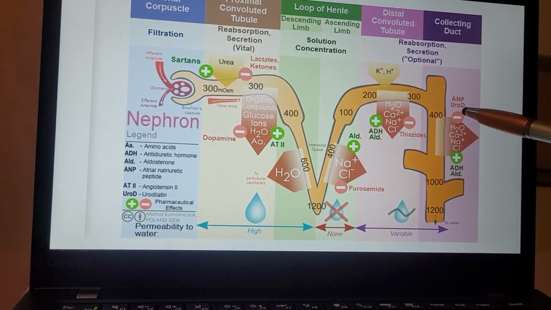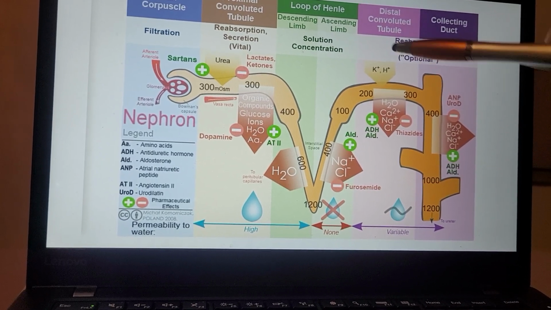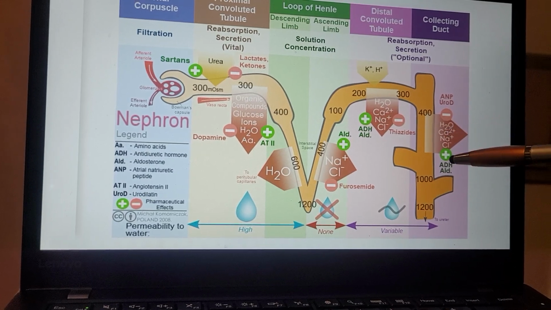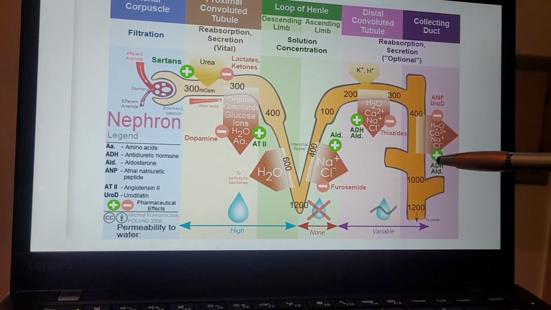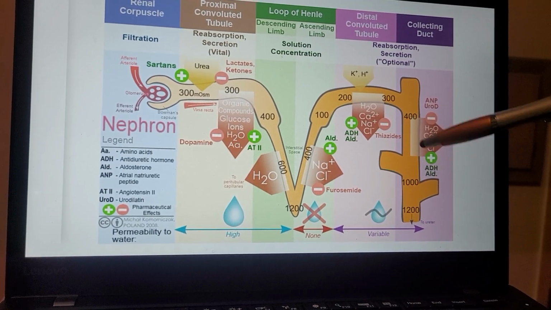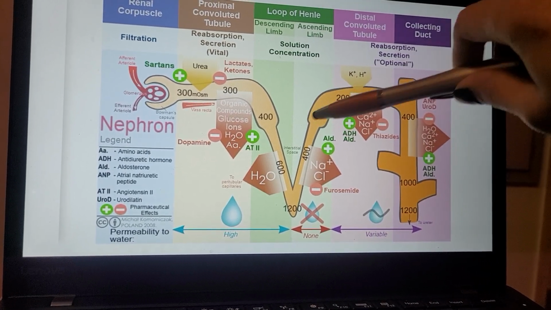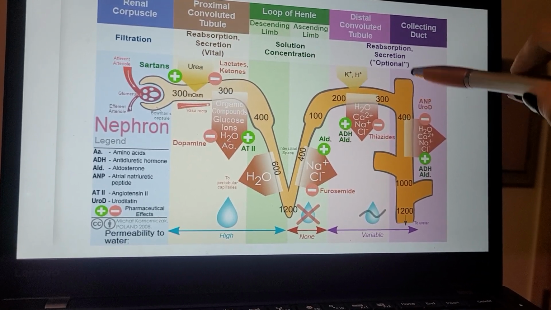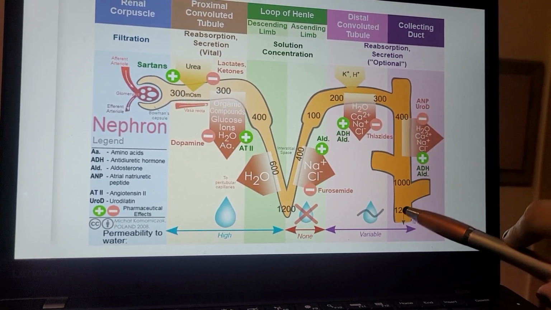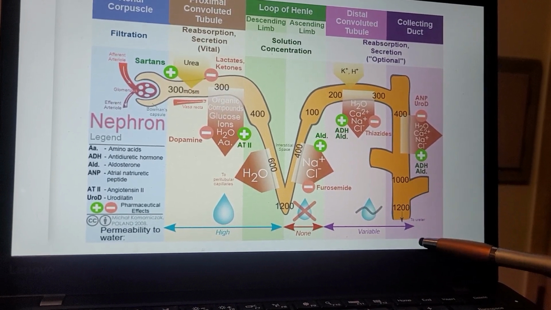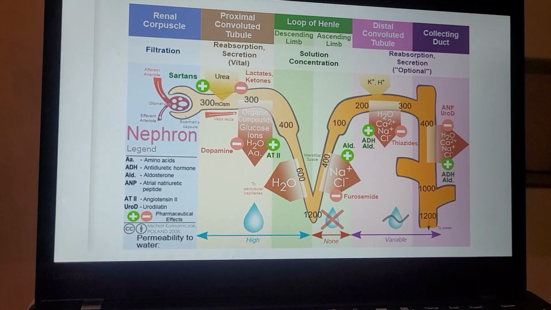And then, of course, you have your medications, thiazide, and the pharmaceutical effect, which is the green, or the medication that the patient takes, and then brings out all the urine, inflammation, and any fluid that is retained. It comes out through the ureter, and then patients will urinate.